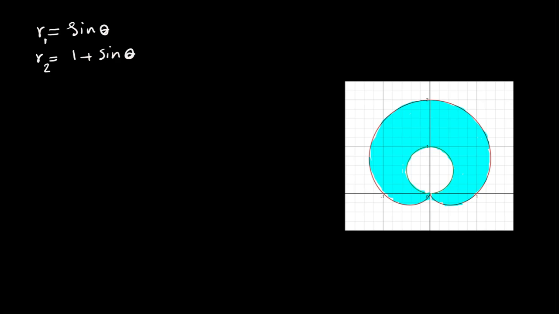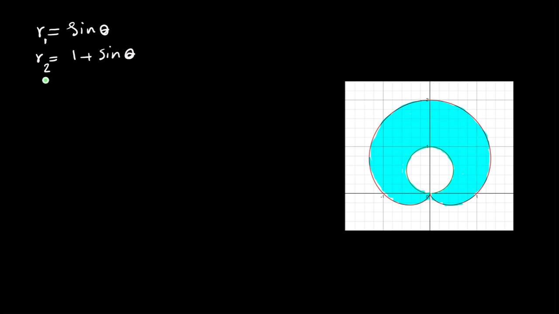In this video, we want to learn how to find area between polar curves. The first example is r1 = sine of theta. That is a circle with diameter 1 because the coefficient of sine is 1, and because it's 1 times sine of theta, it's a circle symmetric with respect to the y-axis.